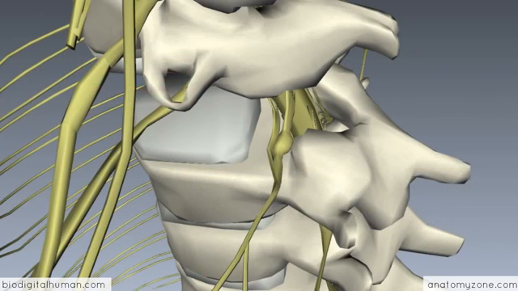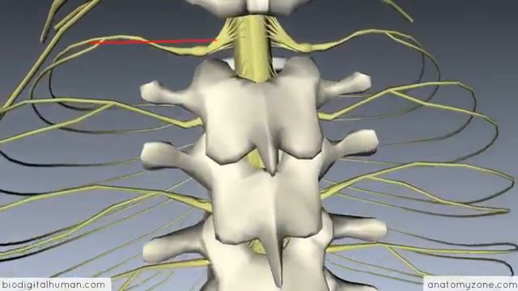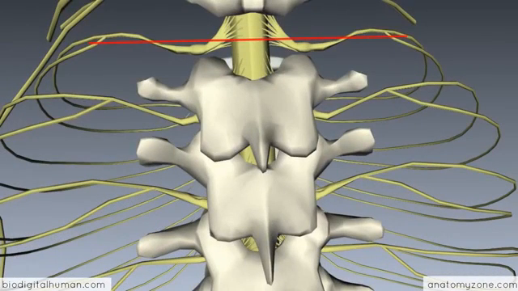In the next part of the tutorial, we're going to take a look at a transverse section. If I rotate the model round to the side like that, we're going to take a section through the spinal cord like this, and we'll look at the internal structure of the spinal cord and the layers that cover it, the meninges.